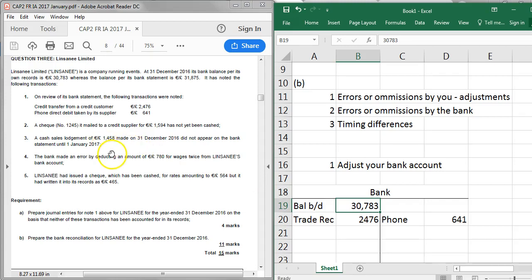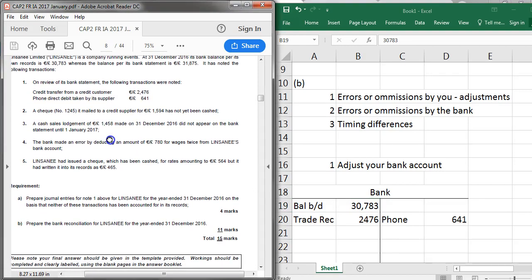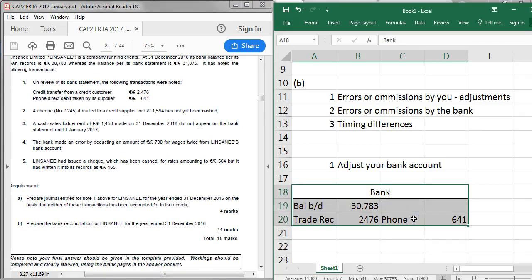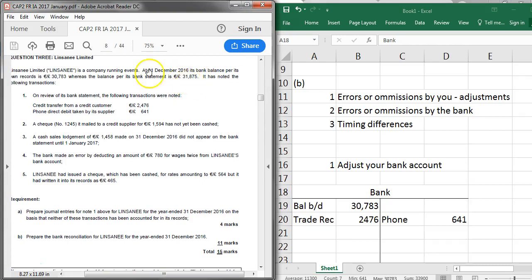Similar logic here. The cash sales lodgement was lodged at the year end, so it was put into the debit here, because when you lodge it, you debit your bank straight away. But it didn't hit your bank statement because obviously the New Year's holiday. So that means this 1458 is not in here. It is in the 3783, but it's not in here. And again, that's a timing difference, so that'll help you reconcile between the two.